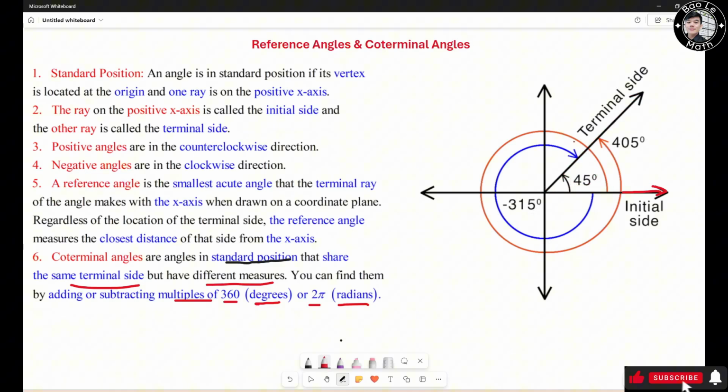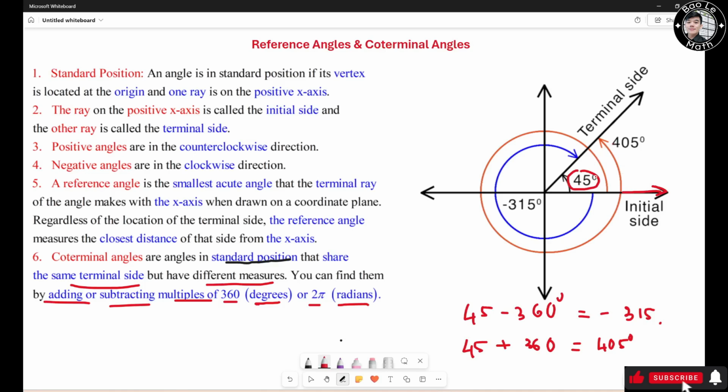In order to calculate the blue one, I need to take 45 degrees and subtract 360, because it says add or subtract. So it's going to be negative 315. Or I can add 45 degrees to 360 degrees, and then I'm going to have 405 degrees, which is the orange one right here.